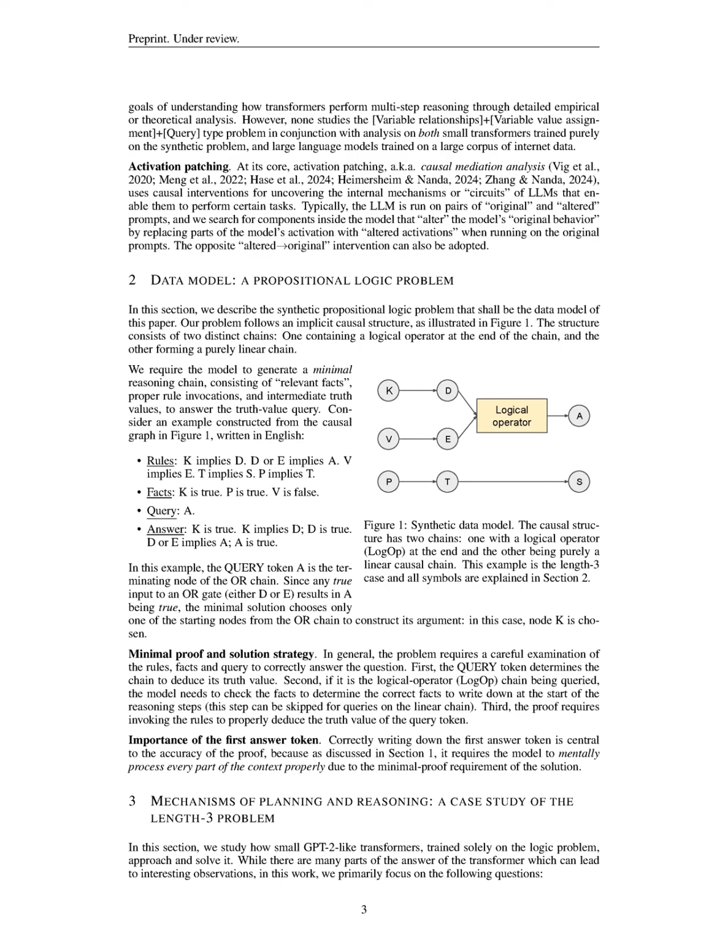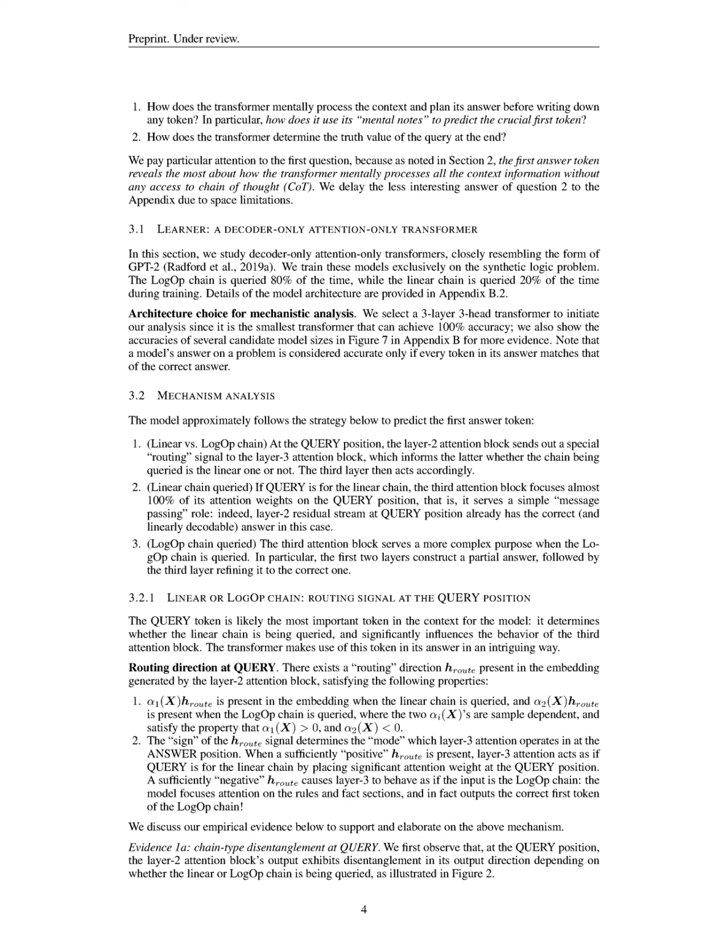First, the model receives a query token that determines whether a linear or logical operator, log-op chain, is being queried. At this point, a routing signal is generated in the Layer 2 attention block, which indicates the type of chain being queried. This signal influences the behavior of the Layer 3 attention block. If the routing signal is positive, the Layer 3 attention focuses predominantly on the query position, effectively passing the information directly to the answer position for linear chains. Conversely, if the routing signal is negative, the Layer 3 attention shifts its focus to the rules and facts sections, allowing the model to refine its answer for log-op chains.